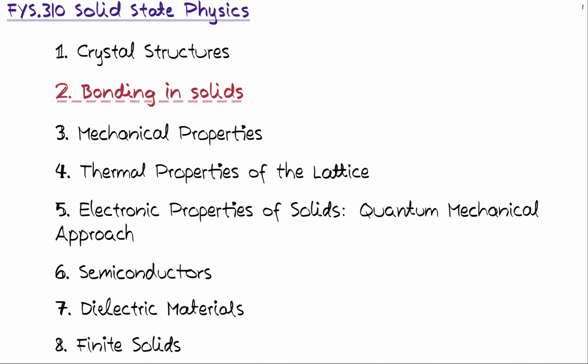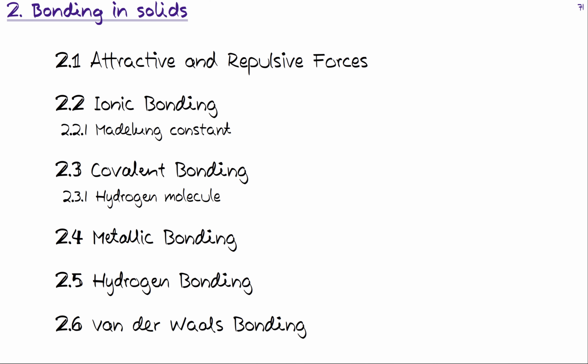Thanks for joining me to listen to the second chapter of our course in solid state physics. The name of our second chapter is Bonding in Solids. What we have to cover in this second chapter is 6 different subchapters, and in this lecture I will first start with the very basics. I will provide you a motivation, what this chapter is about and why we will cover it, and then I will go through the first subchapter, 2.1, attractive and repulsive forces.